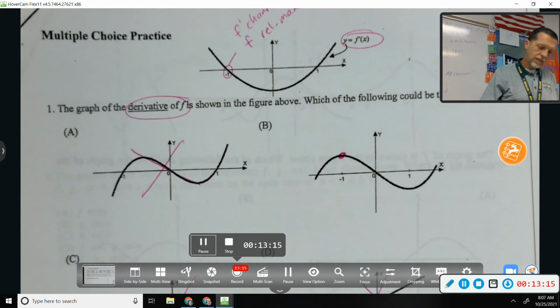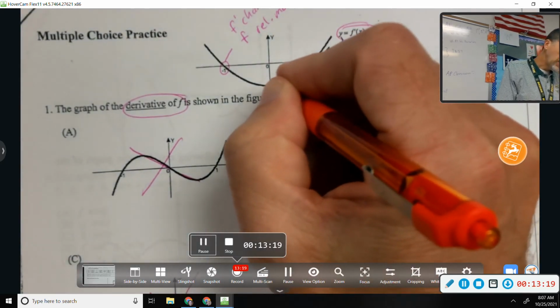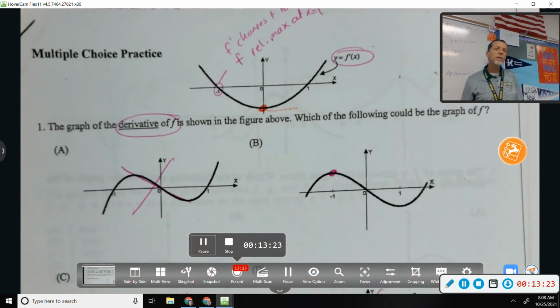Let's see, what else could we learn? What's happening right here at x equals 0? What's happening to f prime at 0? Isn't there a change in the derivative? Like it's a curved line and can't be going in a straight line?